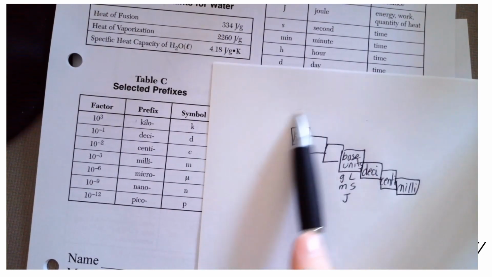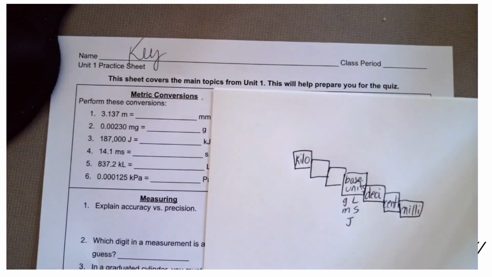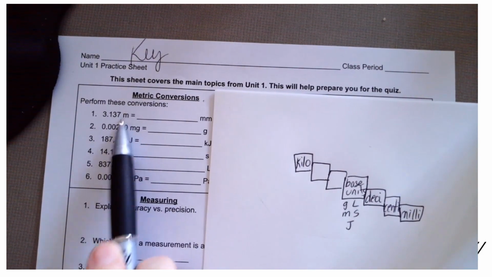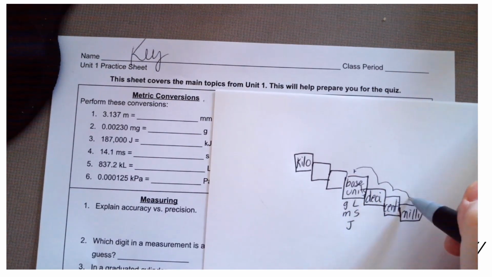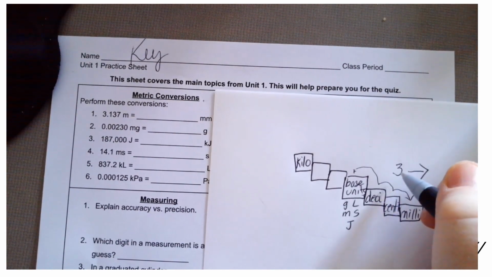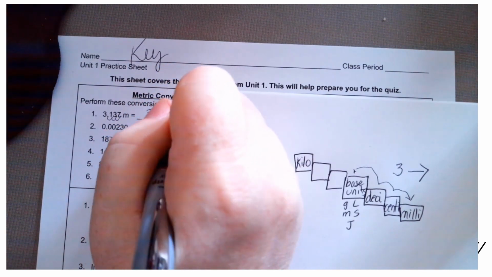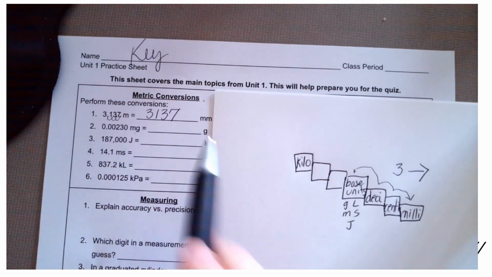Okay, now that I have this conversion staircase, these conversions should be easy. So I take this measurement and I'm converting meters. That's where I'm starting. So I'm starting on base unit and I'm going to milli. So 1, 2, 3. So I'm going to move the decimal point 3 places this way. So here's the decimal point. Move it 1, 2, 3. So it goes right there. So 3137.